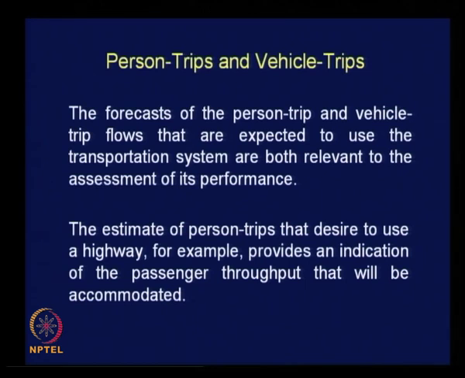Even though on the highways or any road network we visualize only vehicular movement, if we have information with regard to the number of people making use of that particular stretch of road, that gives you additional information on the extent of passenger throughput through that particular roadway. So that is how, when you analyze the system, there is nothing wrong in having both information with regard to total person trips as well as vehicular trips.